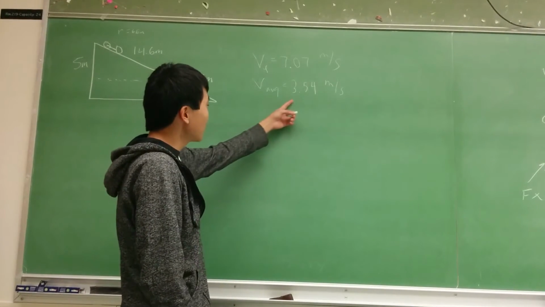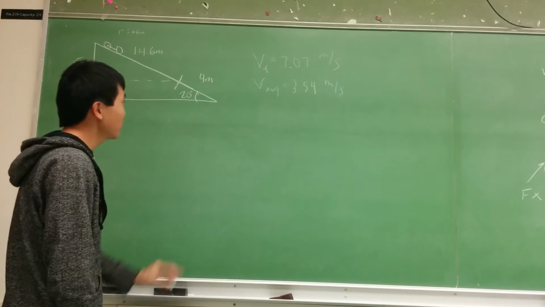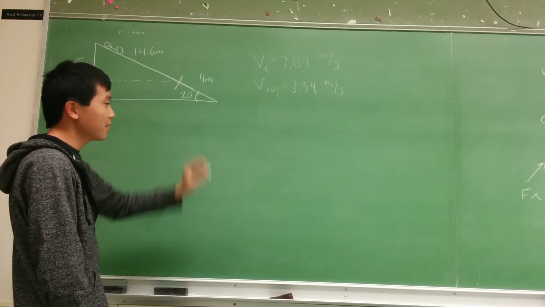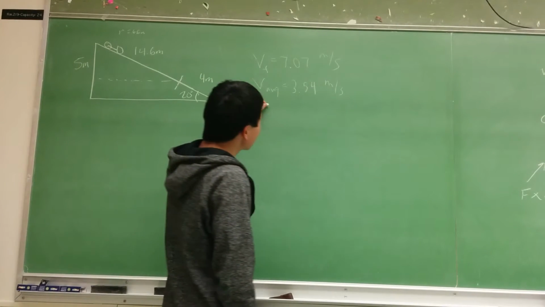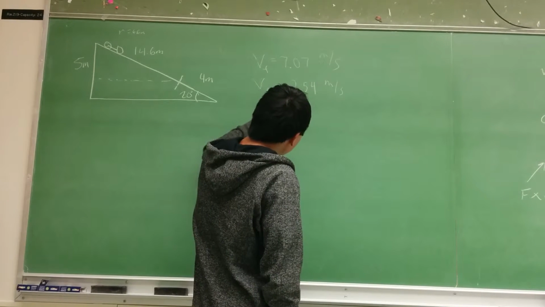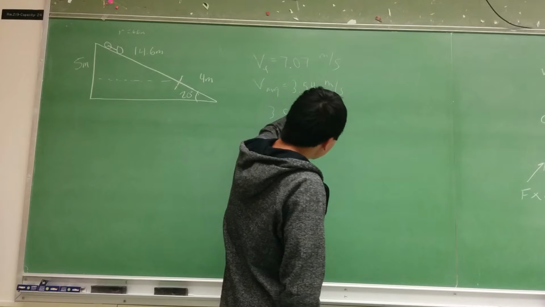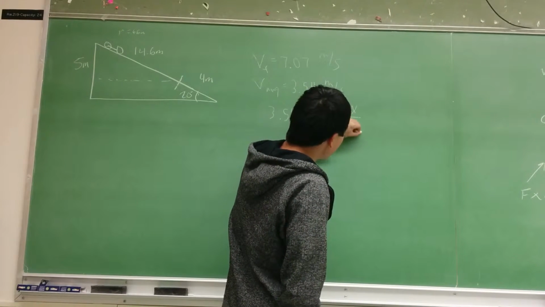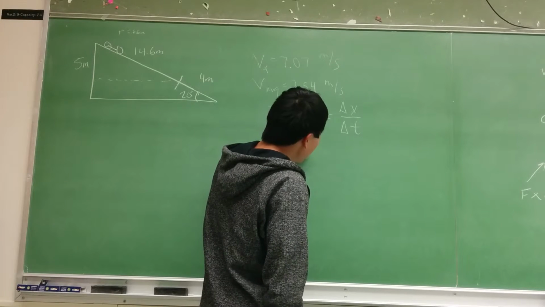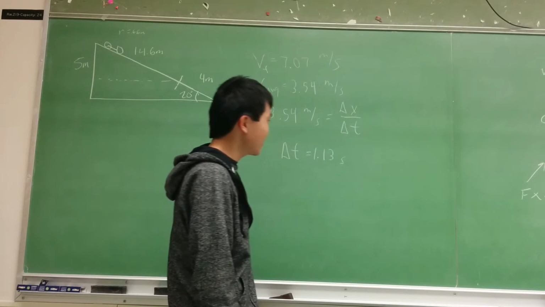So the average velocity is 3.54 meters per second. So we're going to find the amount of time it takes to travel 4 meters to stop. So you can set the average velocity equal to the change in x over change in t. The time will be 1.13 seconds.